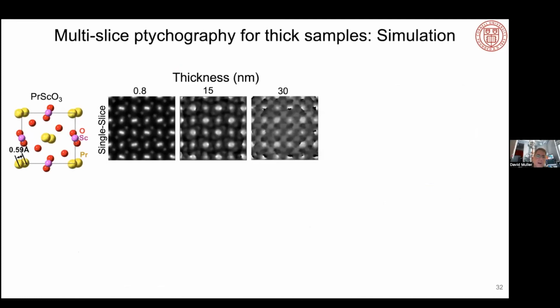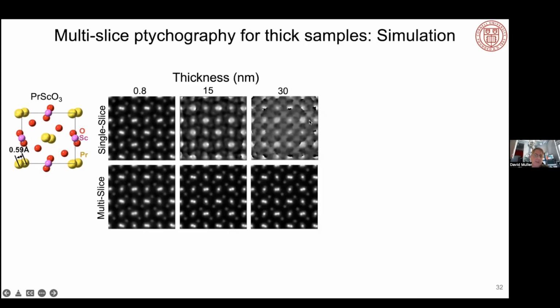And so the multi-slice here is that we're using Manuel's code modified by Yi. And here is a simulation of praseodymium scandate. It's a material that's a fairly strong scatterer on the praseodymium atoms. The single slice was going to work just fine if things are thin, but even something 15 nanometers thick, it's failed, and it's failed miserably at 30 nanometers. The multi-slice algorithm is robust throughout.